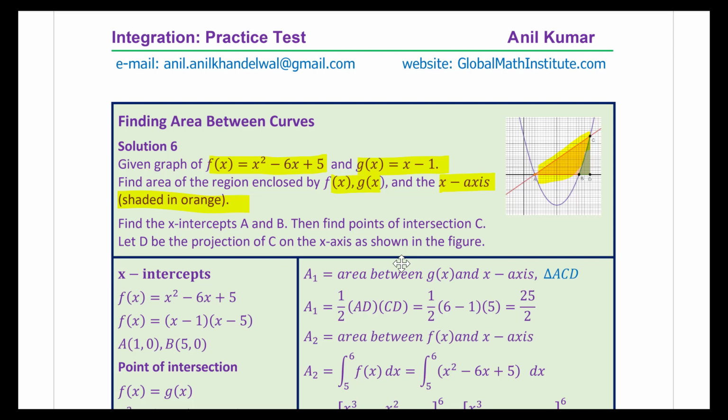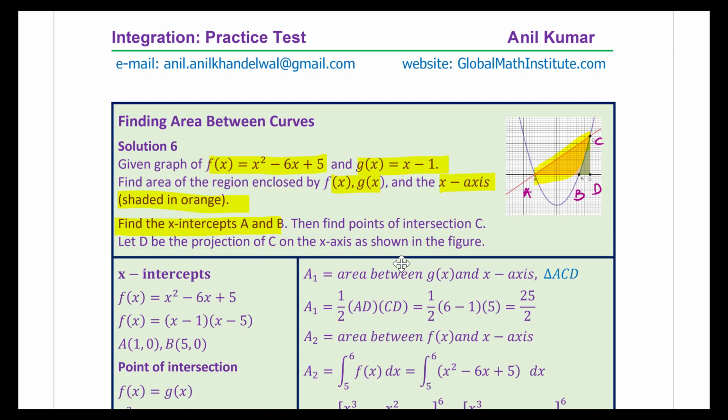Well, first step is find the x-intercepts so that you know the points A and B. So these are our points A and B. Let me write them big, A, B, right? So that point is D and this point is C for us. Okay. So first step here is to find the intercepts A and B, then find the point of intersection C, and D is the projection of C on x-axis.